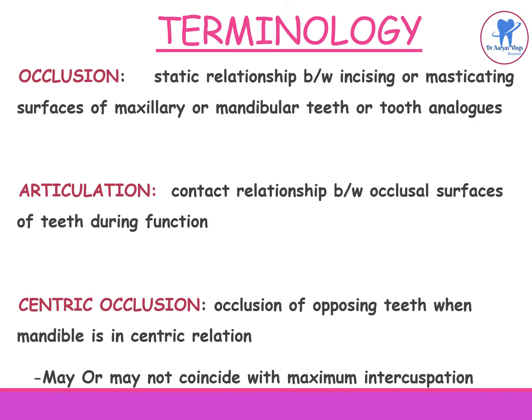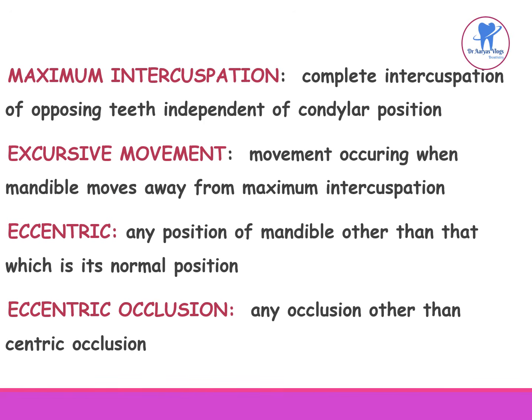Coming to some terminologies. First one is occlusion. What is occlusion? It is a static relationship between incising or masticating surfaces of maxillary or mandibular teeth or tooth analogues. What is articulation? It is a contact relationship between occlusal surfaces of the teeth during function. Centric occlusion is the occlusion of opposing teeth when the mandible is in centric relation. It may or may not coincide with the maximum intercuspation. What is maximum intercuspation? It is a complete intercuspation of opposing teeth independent of the condylar position.